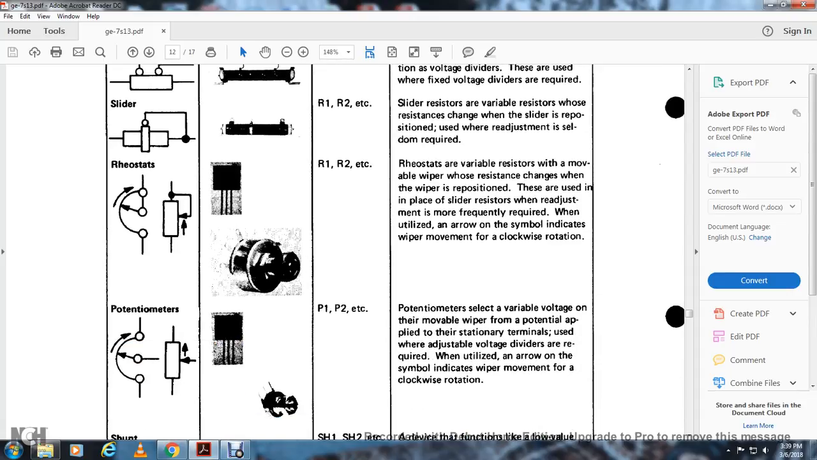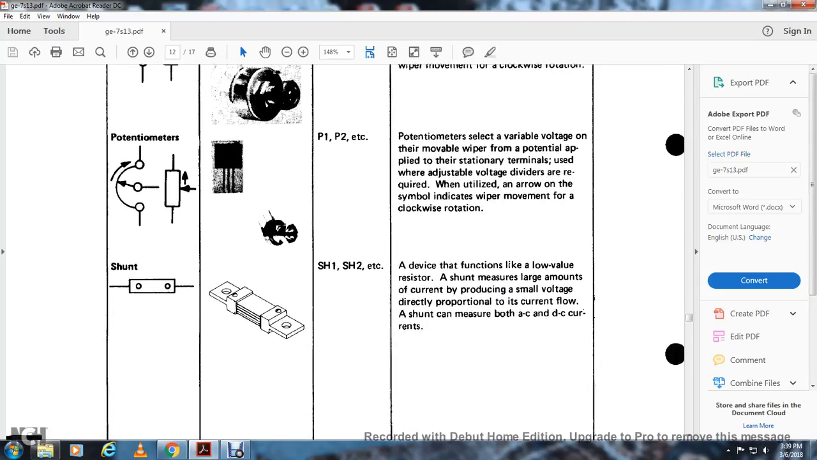Your potentiometer is just like your rheostat, except the line is not on one side of the rheostat, and in the center it is pushing outwards. You have P1 and P2 potentiometers. Select with a variable voltage movable wiper from the potential applied to stationary terminals where adjustable voltage dividers are required. Utilize an arrow over the other symbol to indicate wiper movement for clockwise rotation.